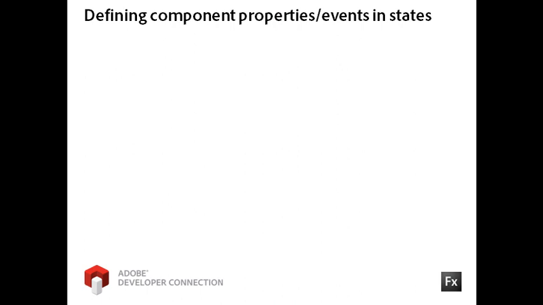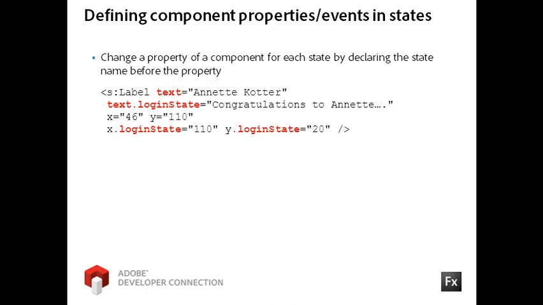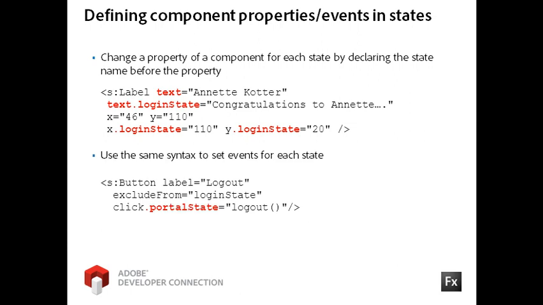To declare different properties for a component in each state, simply reference the name of the state after the property name. For instance, in this code, to create a new text property value for the label control in the login state, you would type the property name, text, followed by a period, and then followed by the name of the state, which is the login state. This syntax is also true for component events. So here is a click event followed by the portal state.